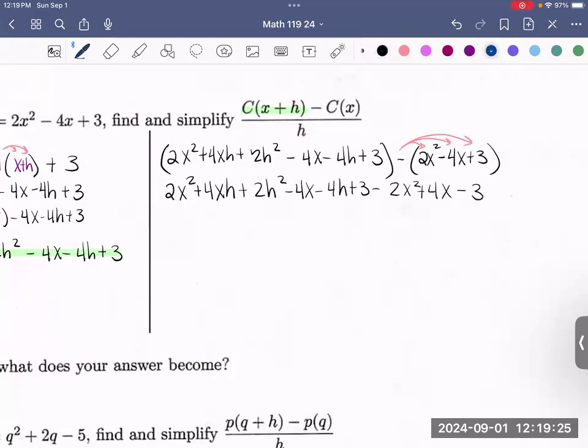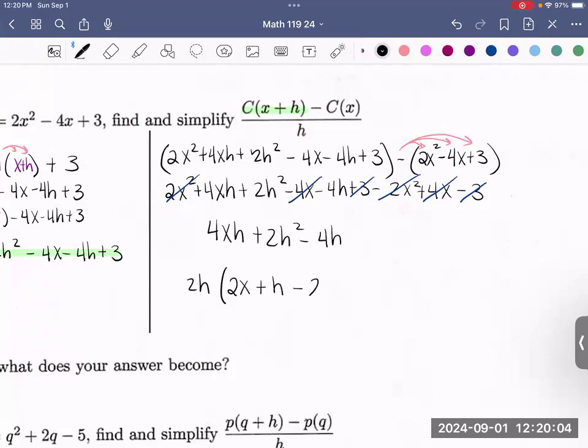And this is the part where we can start to cancel. Now, if you're noticing that nothing cancels, then we should be tipped off that something is wrong. So we should have your 3's cancel, your x squared term cancels, and your x term cancels. So you're left with 4xh plus 2h squared minus 4h. And again, this is the part where you would likely factor. So factoring out, they all have a 2 in common, and they all have an h in common. So you're left with 2x plus h minus a 2.